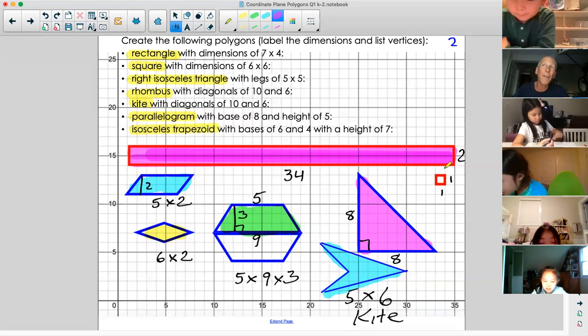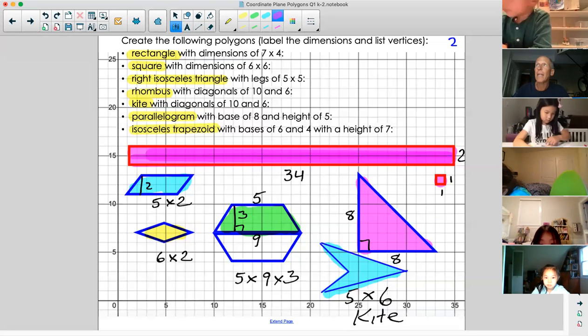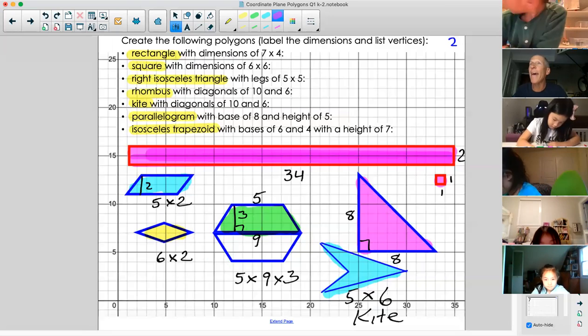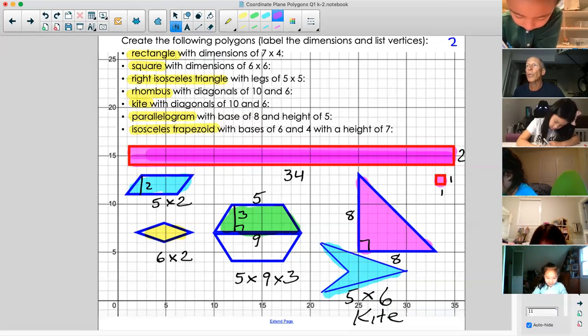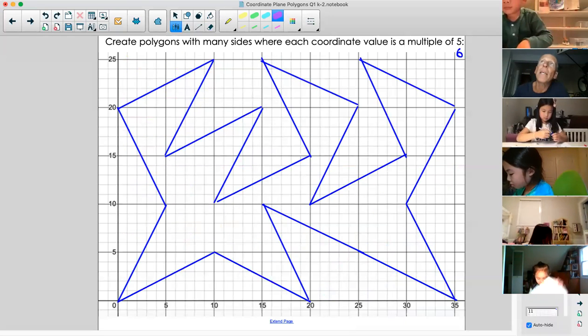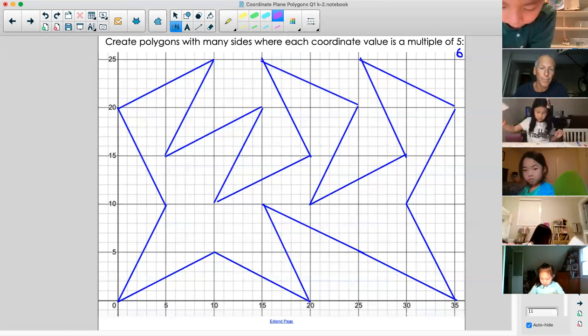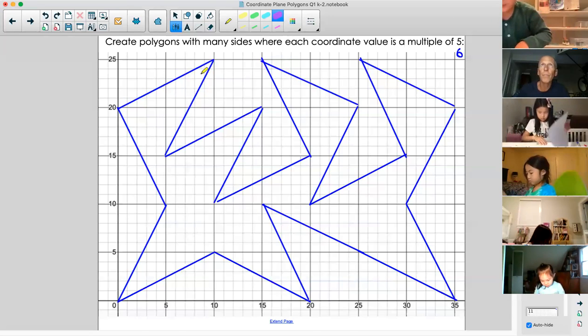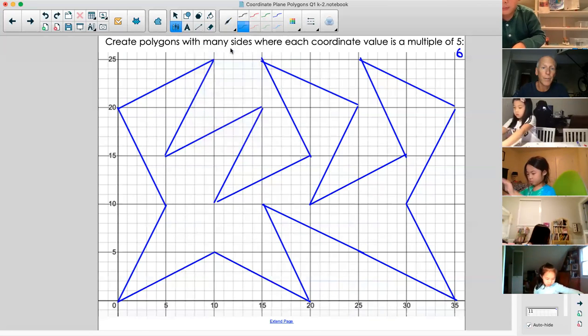Oh, guys, did I forget to color in the square? I think I did. I just colored it in. Now, I want everybody right now to go to page 9. Everybody go to page 9. And you can finish your coloring work later.